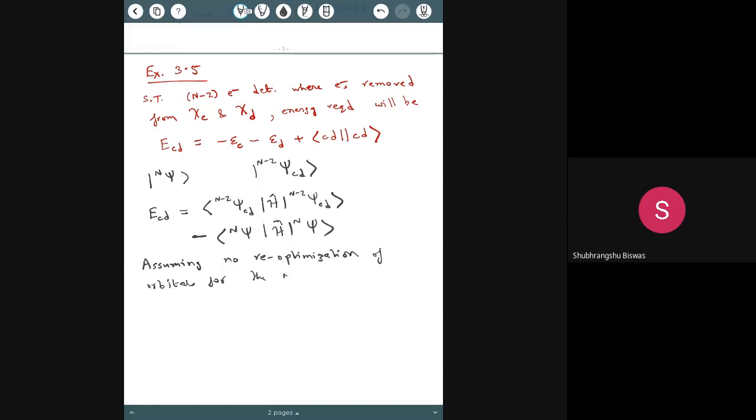for the n-2 state. Now, if you had optimized the orbitals for the n-2 state, the representation of the n-2 psi CD determinant would be in an entirely different basis, and no simple expression would have been obtained. So even when the question does not mention that they're assuming this, the fact that they want you to show that the energy is a simple expression indicates that you have not optimized them. Okay, so it's an underlying assumption.